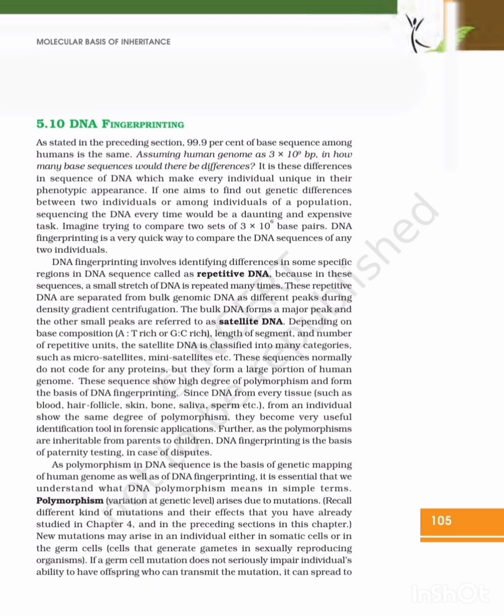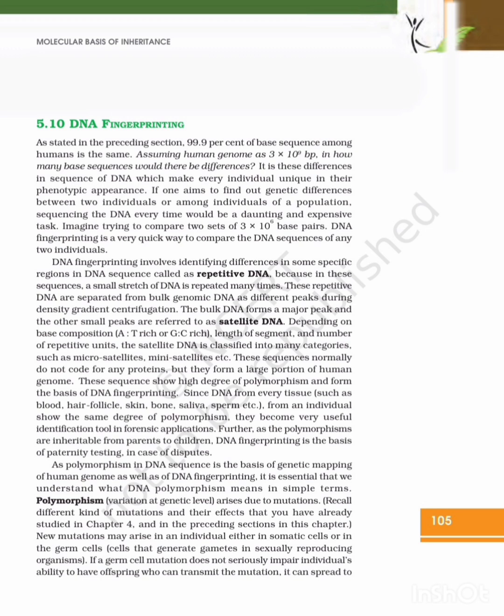Depending on the base composition (A:T rich or G:C rich), length of segments, and number of repetitive units, the satellite DNA is classified into many categories, such as microsatellites, minisatellites, etc. These sequences normally do not code for any proteins, but they form a large portion of the human genome. These sequences show a high degree of polymorphism and form the basis of DNA fingerprinting.